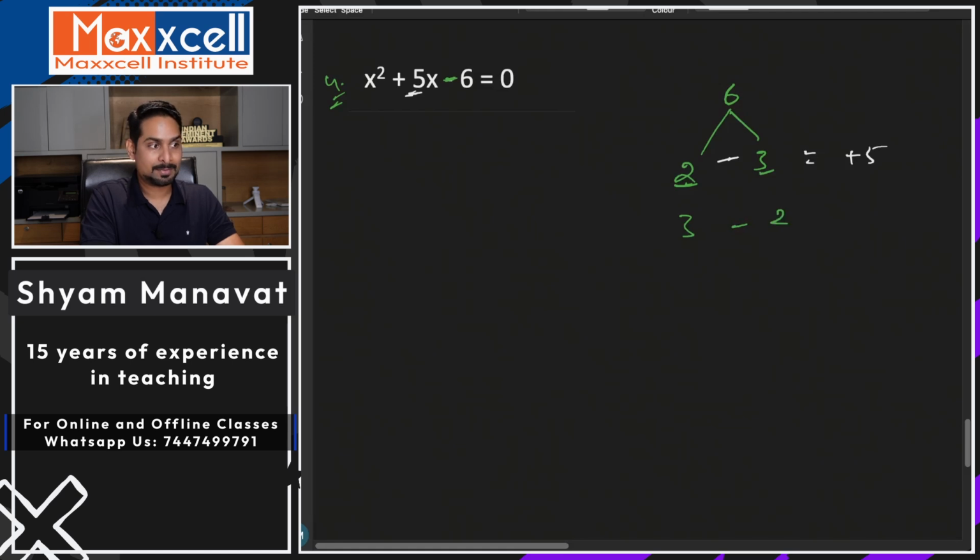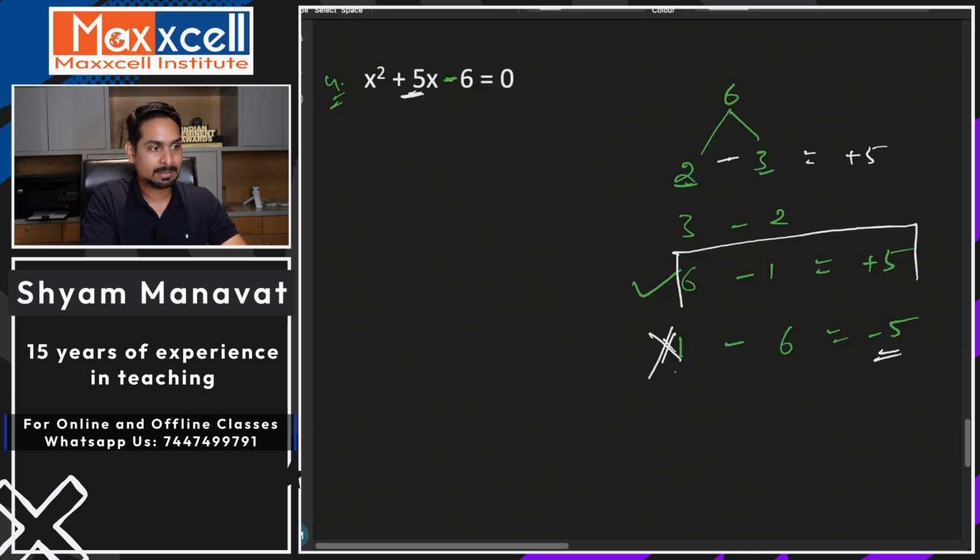Next is what? 6 and 1. Is 6 minus 1 plus 5? Yes. Is 1 minus 6, which is also product of 1 and 6 is also 6. But if I subtract 1 minus 6, I am going to get minus 5. No, that's not this one, because the coefficient of x is plus 5, not minus 5. That's why not this one. I will choose 6 minus 1 as plus 5.